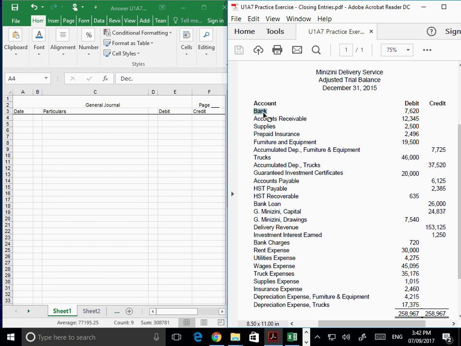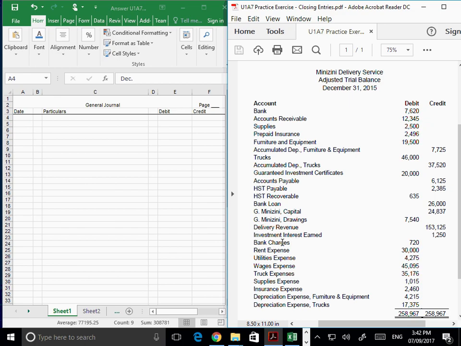Anything that is an asset like banks, prepaid insurance, or trucks will not be closed, and we're not going to touch those accounts. Anything like our liabilities, like accounts payable or bank loan, will also not be closed. G. Manzini Capital will also not be closed. However, drawings, the revenues, and all of these expenses are going to be closed in the closing entries.